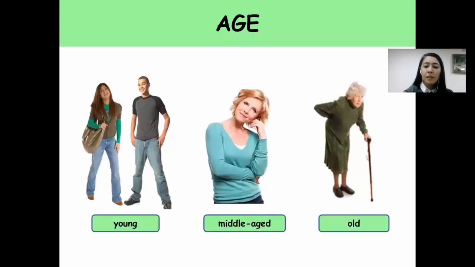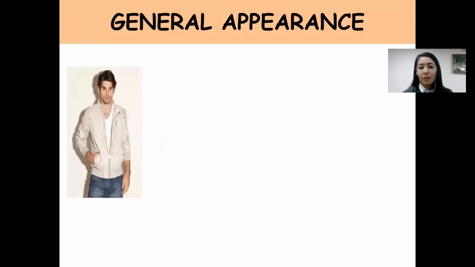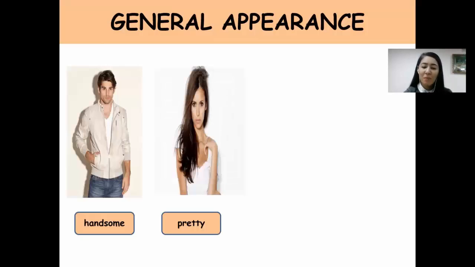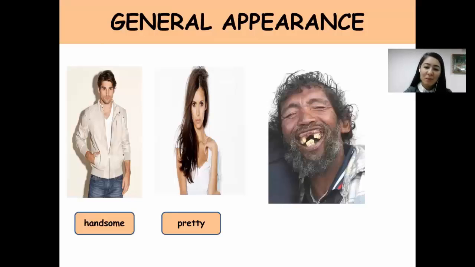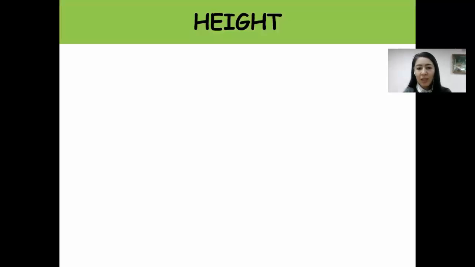So physical description also changes depending on whether people are young, middle-aged or old. If we talk about the general appearance of people, we can say that people can be handsome, pretty, beautiful, or ugly. It depends how other people see you. For example, a person can be handsome, but some people may think he's not, because the way they think is different from others.